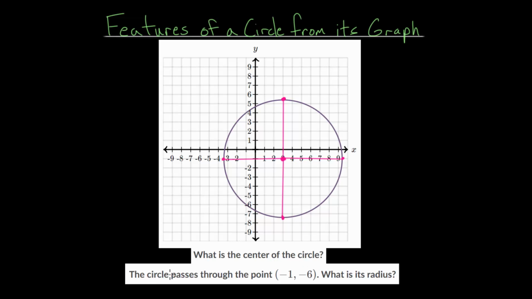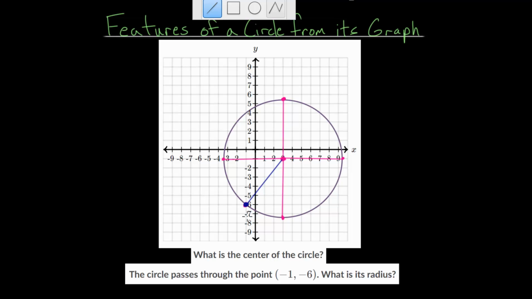Now we're also told that the circle passes through (-1, -6). So we can plot that point at (-1, -6). That's right here. And we want to know the distance between that point and the center of the circle. And if we can find that distance, then we know the radius of the circle. And we know it's roughly going to be 6.3 or 6.4, maybe somewhere around there. But with this method, we can find an exact answer.